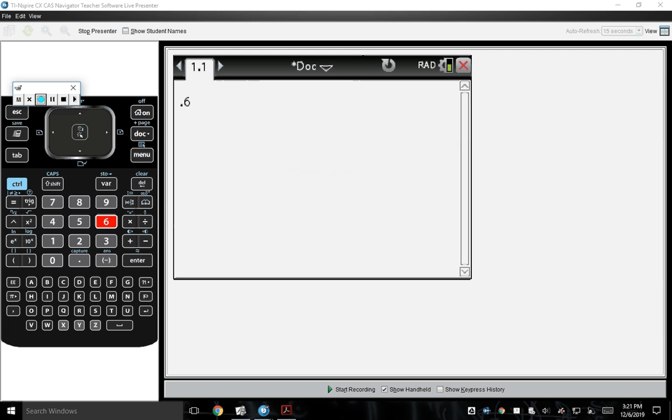Here we go. 0.6 times x squared plus 0.35 times 4 times x times this fraction that we got of 72 over x squared. We're going to add 0.3 times x squared. We're going to save this as my cost function. So c of x, there it is.